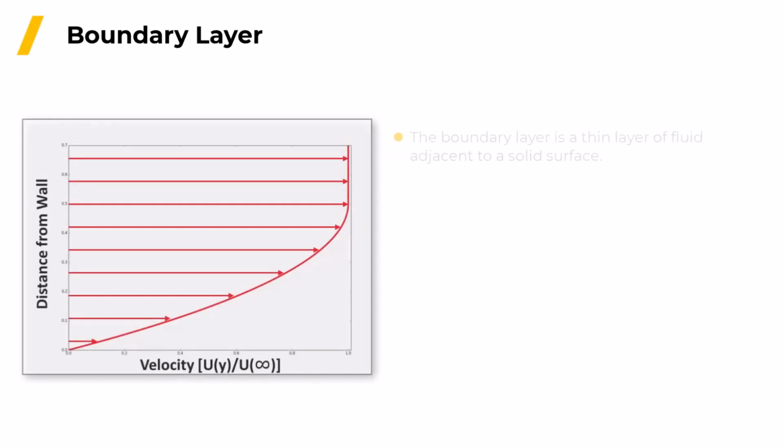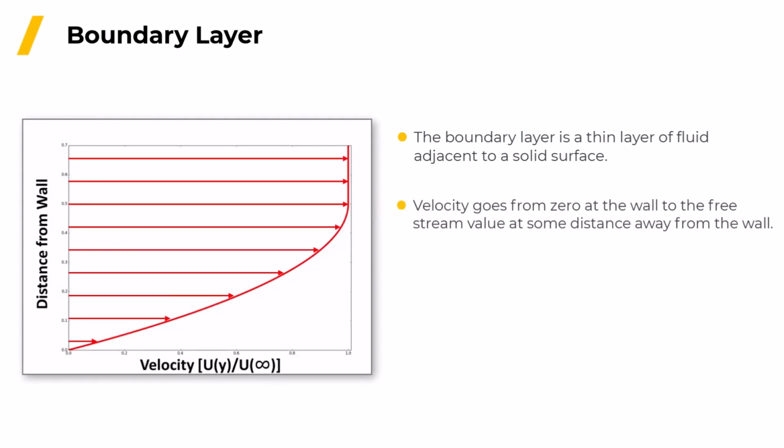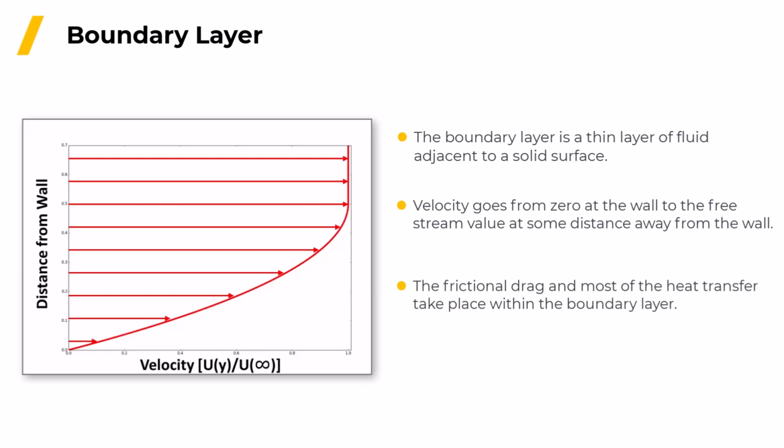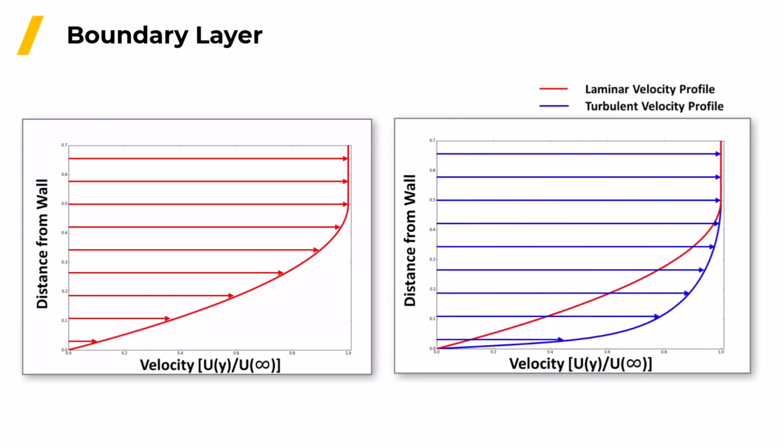The boundary layer is a thin layer of fluid adjacent to a solid surface in which the velocity goes from 0 at the wall to the free stream value at some distance away from the wall. The frictional drag on a surface and most of the heat transfer take place within the boundary layer. In comparison with laminar flows, much higher gradients are observed in the boundary layer of turbulent flows, and this creates some challenges for CFD calculations.